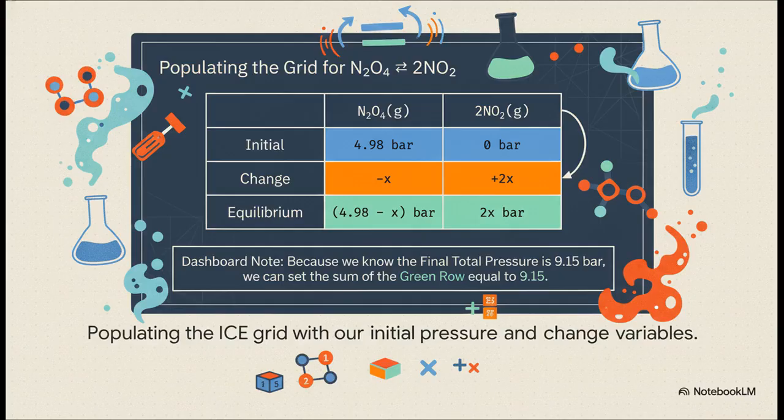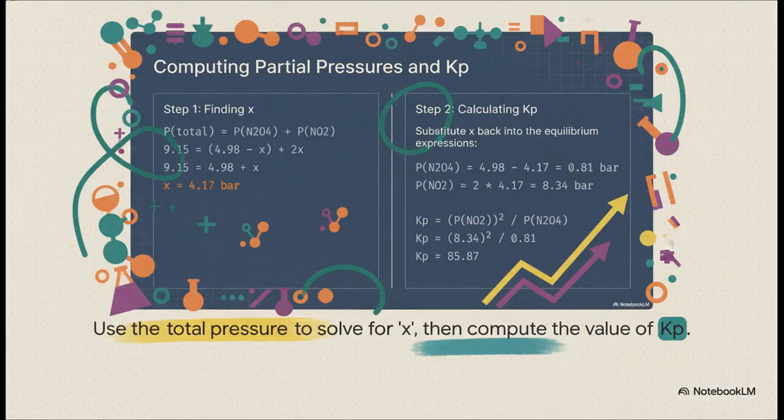See how that works? And here's the big breakthrough moment. Remember that clue? We know the final total pressure is 9.15 bar. Well, that total is simply the sum of the pressures in our equilibrium row. So the pressure of N2O4, which is 4.98 minus x, plus the pressure of NO2, which is 2x, must equal 9.15. With this one simple equation, we can solve for x, which turns out to be 4.17. From there, we just substitute that value back in to find the final pressures of each gas.